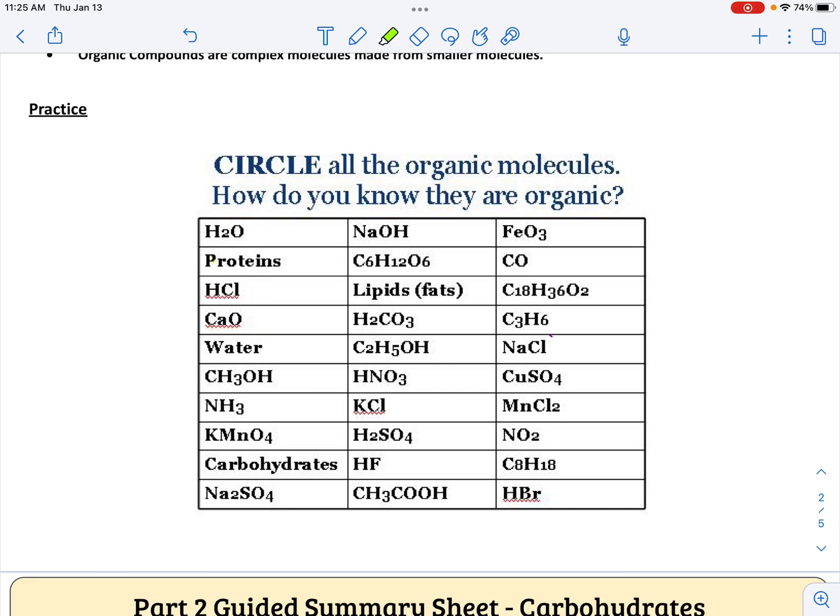All right, so check your answers. You should have had in the first column proteins, CH3OH, carbohydrates. In the second column, C6H12O6, which is glucose, lipids or fats, H2CO3, C2H5O6, and the bottom one, CH3COOH. In the last column, C18H36O2, C3H6, and C8H18. So if you had those, good job. If not, check your answers.